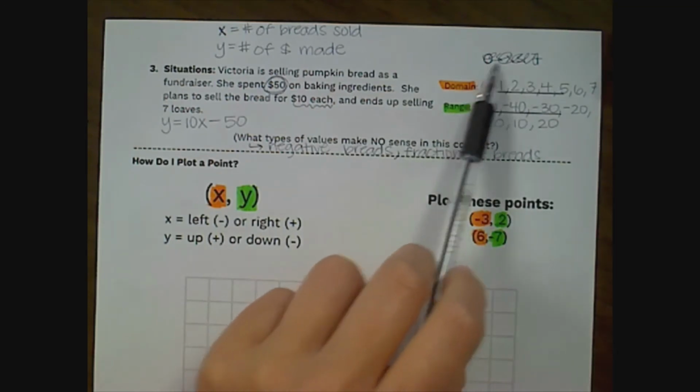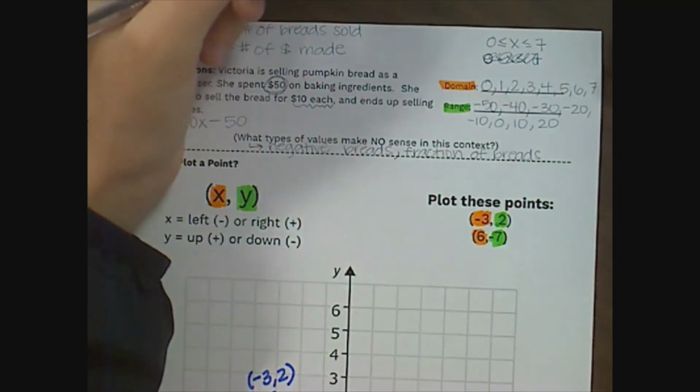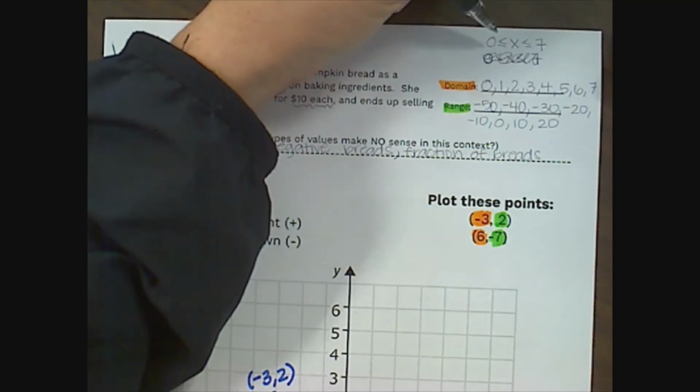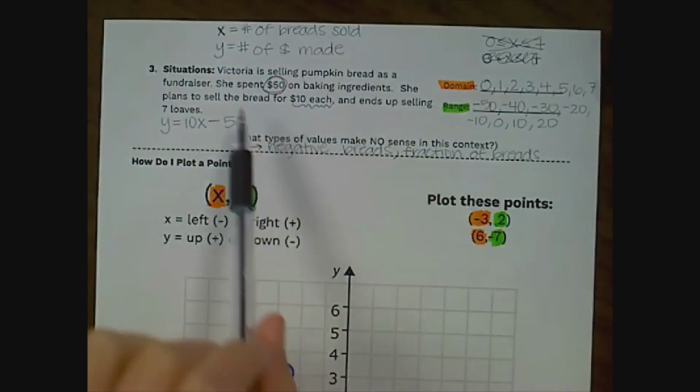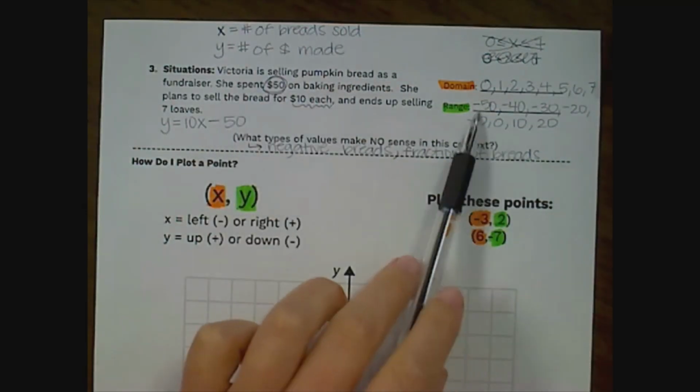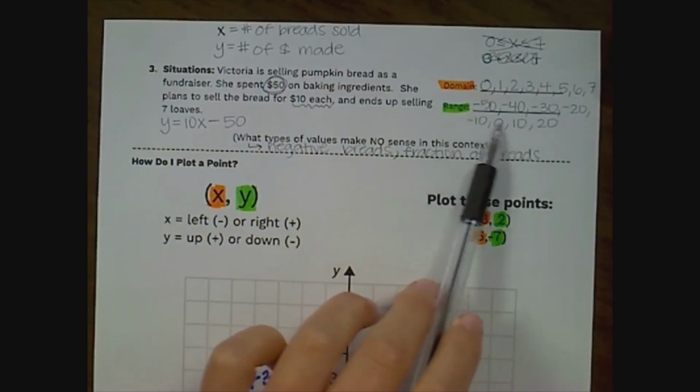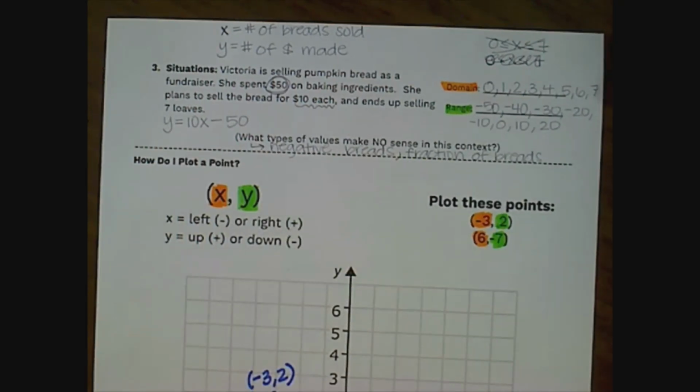So having this inequality of 0 is less than or equal to x, which is less than or equal to 7, doesn't actually make sense in this context because this is telling us that we could have 6.99999 loaves of bread sold, which doesn't make sense. So sometimes in situations you just have to list out the domain, and sometimes you just have to list out the range, which takes a little bit longer, but you know, that's life.